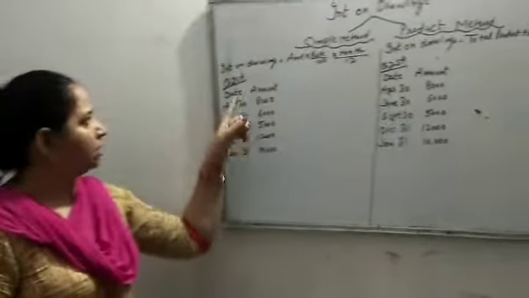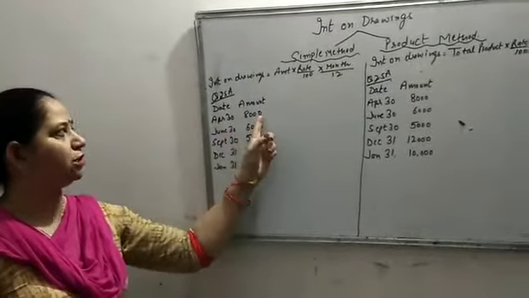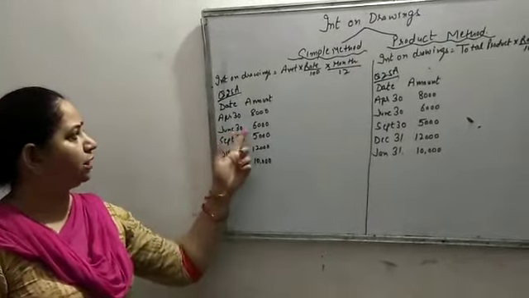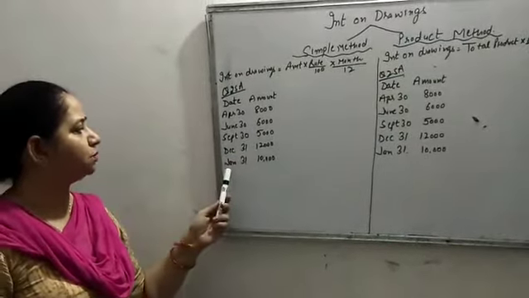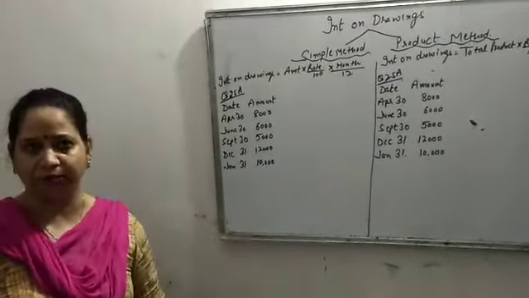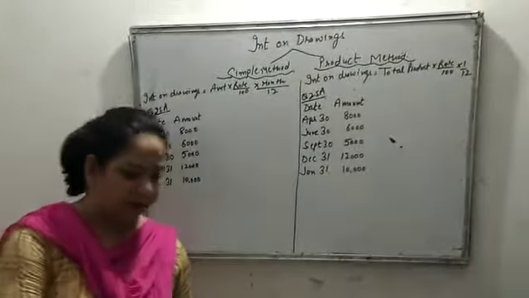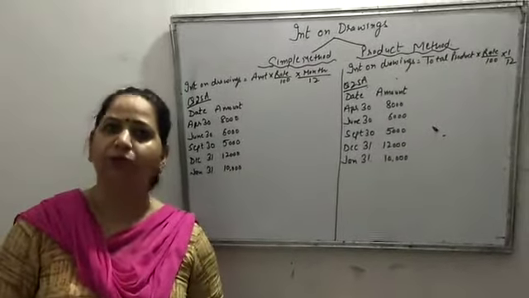In this question the dates are given: on April 30th Mr. Gupta has withdrawn 8,000 for personal use, then on June 30th 6,000, September 30th 5,000, December 31st 12,000, and January 31st 10,000. The interest on drawing given in the question is 9% per annum, and you have to calculate the interest on drawing.